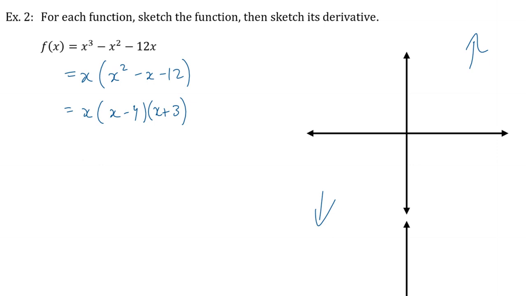Okay, this is going to be my f prime of x on top. And the derivative is going to be on bottom. So here we go. I've got positive 3, 0, negative 3, 0, and positive 4. Pass-throughs.